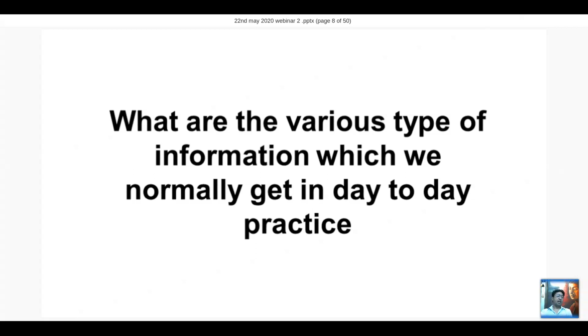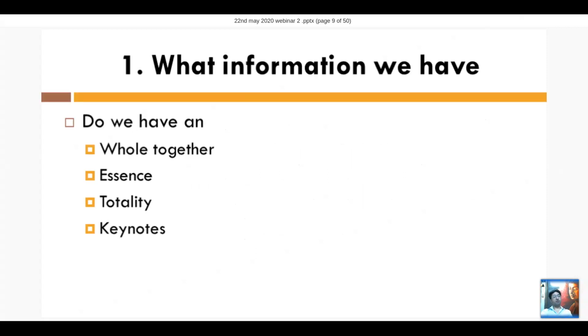So to start with, first we should know what type of information we normally get in day-to-day practice, right? What types of information come to us whenever a patient comes? What type of information does he give us when we take his case? There are a few types of information which we normally get. Sometimes we get the whole together.